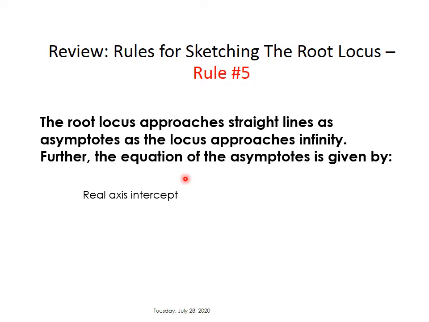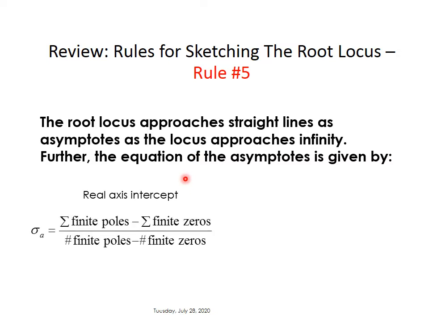The equation of the asymptotes is basically in two parts. The first part is what we call the real axis intercept. So there is an equation to find the real axis intercept of the asymptotes. This will be clearer when we do an example, right? The real axis intercept is basically the point at which all those asymptotic lines intersect. So this real intercept, we call it sigma A because it is a position on the real axis, sigma.